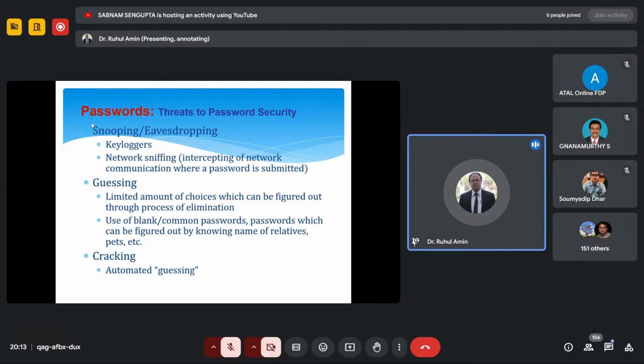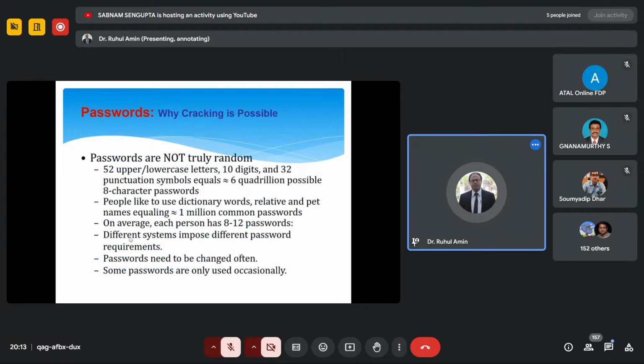Why? Because if you are using some kind of easy password, then it will be very easy for the attacker, or whoever is going to break your security system. If you are using an easy password, the attacker can easily get it. So these are some techniques. Some other techniques are also there, and I'll be discussing those too.